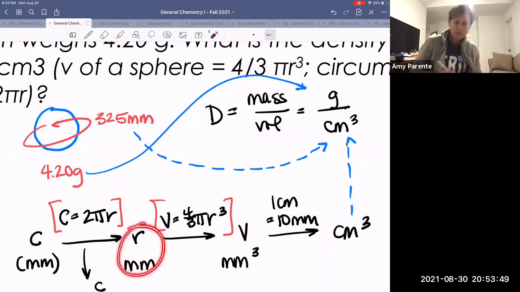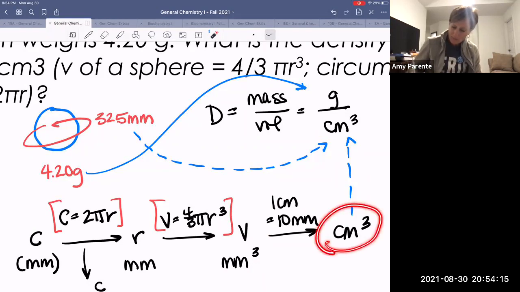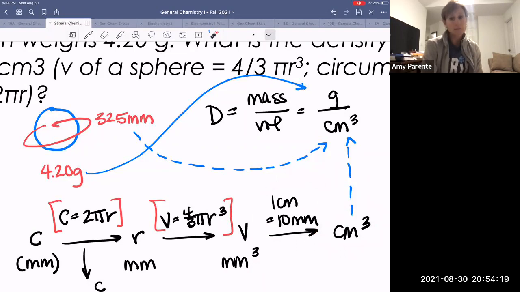Now I'm going to have the radius in millimeters, and I can use another piece of information that was given to me. I can find the volume of that little ball bearing by taking 4/3 times pi times the radius cubed. Notice this is going to give me the volume of that sphere in cubic millimeters. Now I need to get to cubic centimeters, but I know a relationship between centimeters and millimeters.